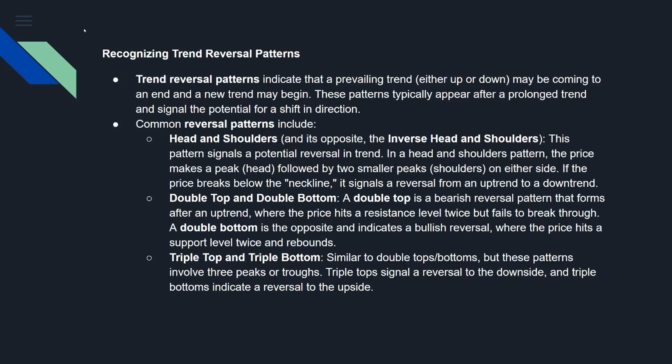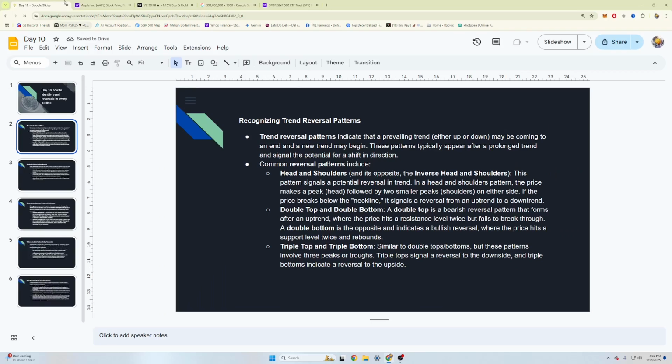Recognizing trend reversal patterns. Trend reversal patterns indicate that a prevailing trend, either up or down, may be coming to an end. Head and shoulders is one. Double top and double bottom is another. And triple top and triple bottom is another. You can read that for yourself. I'm about to show you on the charts because it is better to show you than to talk to you in your face.